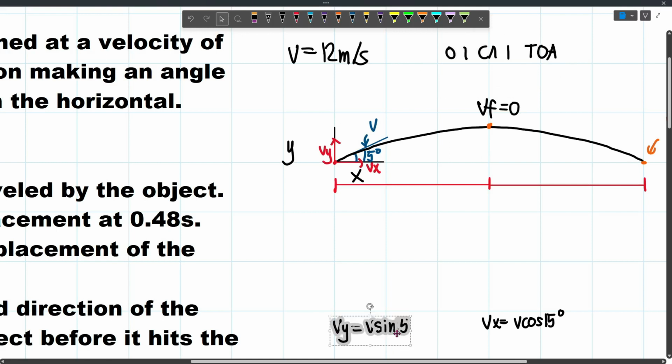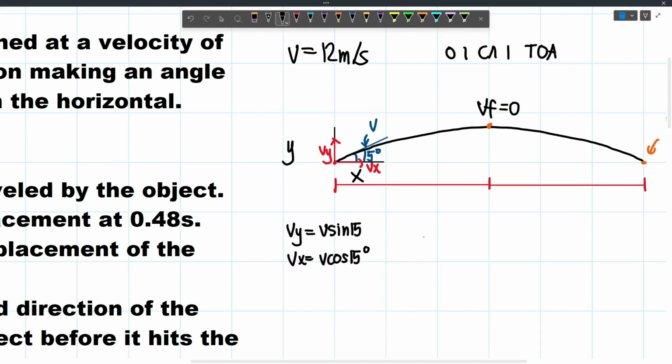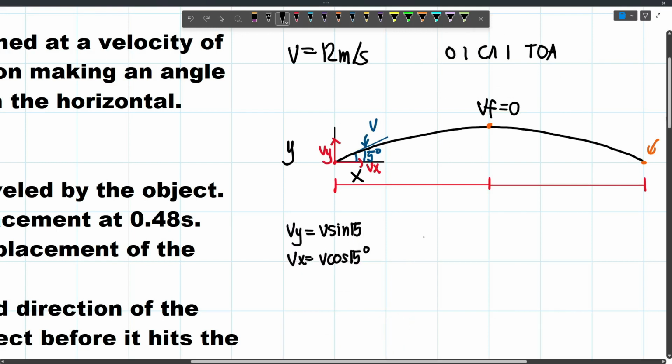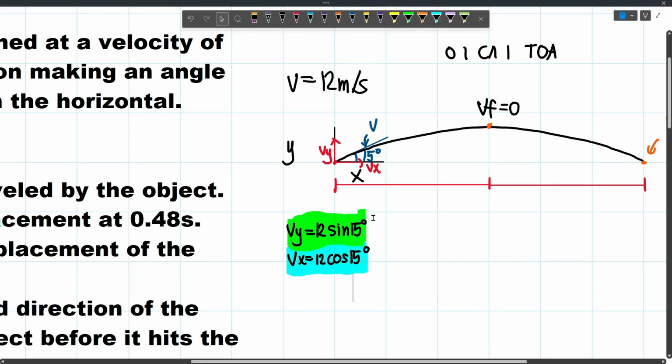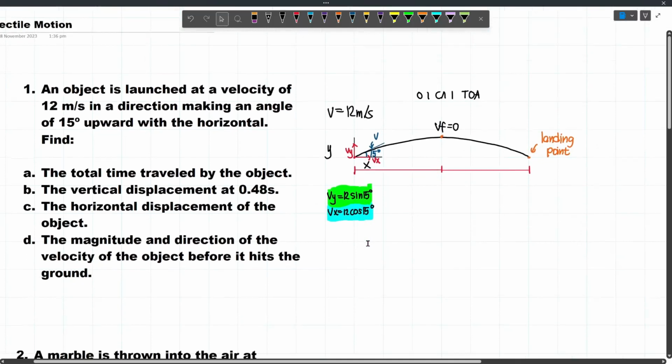Now, again, mao ni atong components, no? Now, again, ang kani siyang V na to, that will be 12. Kay given naman diri nga V is equal to 12 meter per second. And so, ato na siyang ilisdan. Naa na tay Vy, and then naa na tay Vx. Now, let's just color Vy as green. And then, let's color Vx as blue. Para klaro gid ba? So, now that we have established that, let's try to solve our first question.